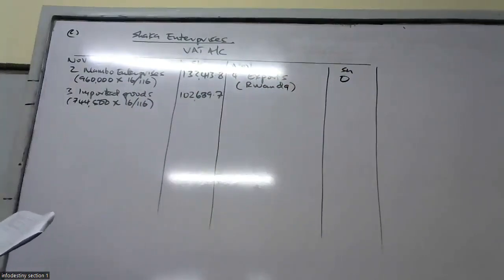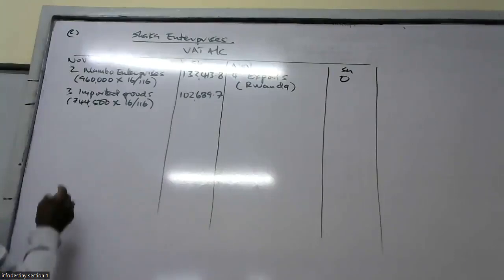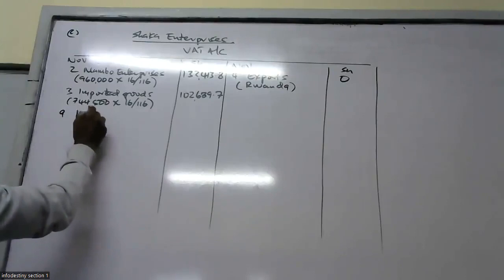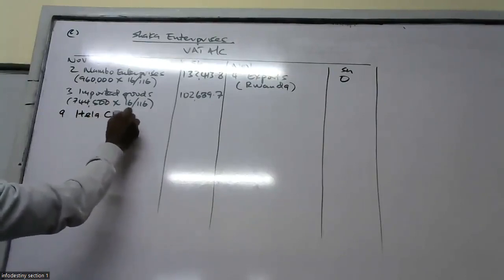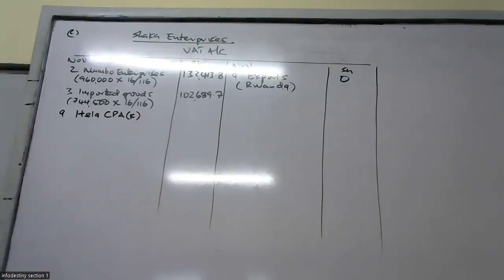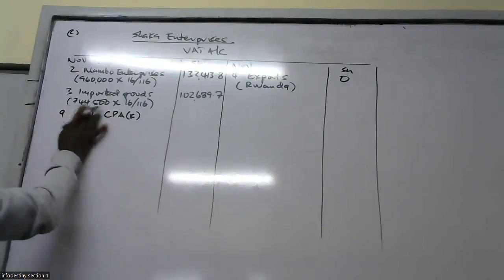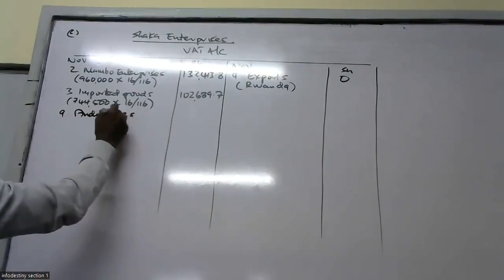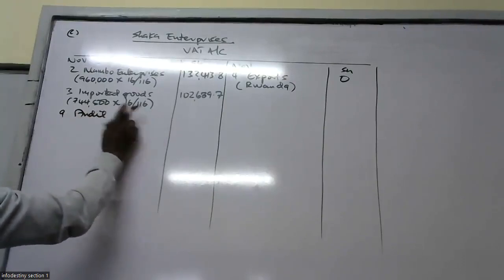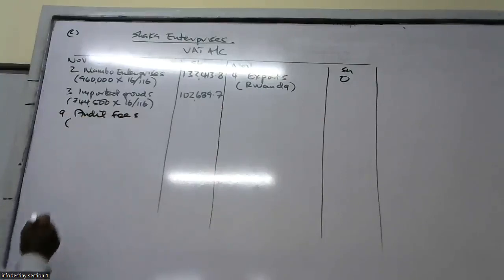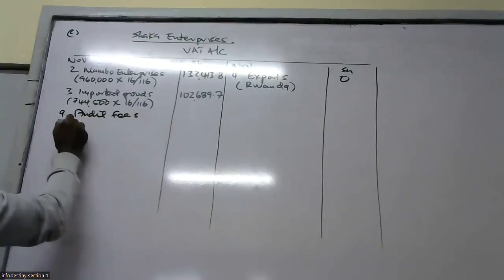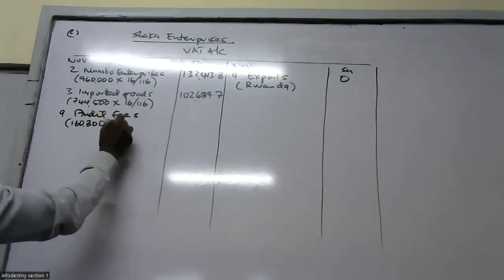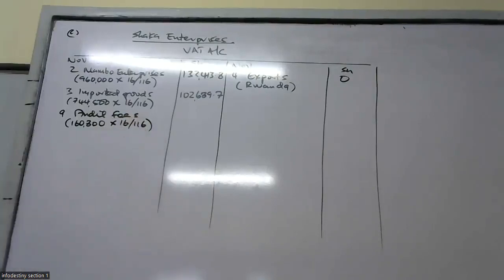November 9th, paid 168,000 as audit fee to Hella CPAs. So 9th, paid Hella. How much is the audit? Audit fees. They paid for audit fees 160,000, so VAT is 16,800.